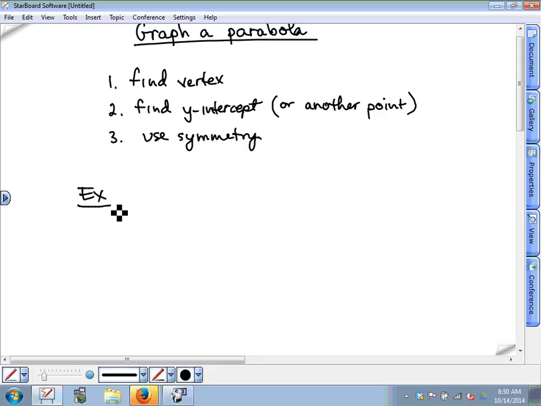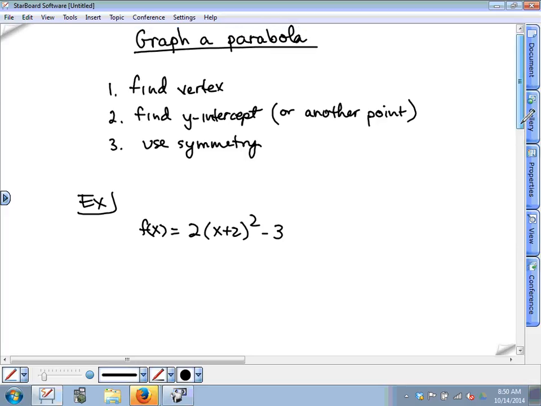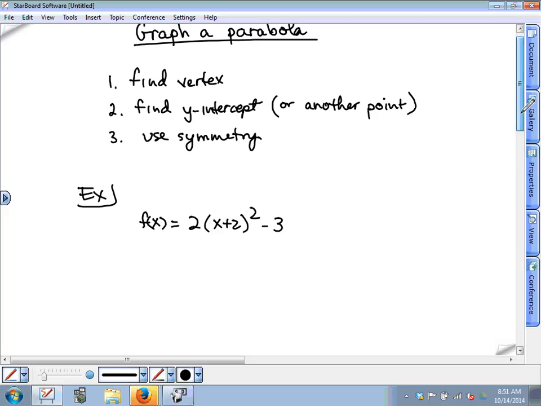So, real quick example. Let's graph f of x equals 2 times quantity x plus 2 squared minus 3. I want you to find the vertex. Then I want you to find the y-intercept, and we're going to use symmetry. Because we want to get the most accurate picture or graph that we can here.